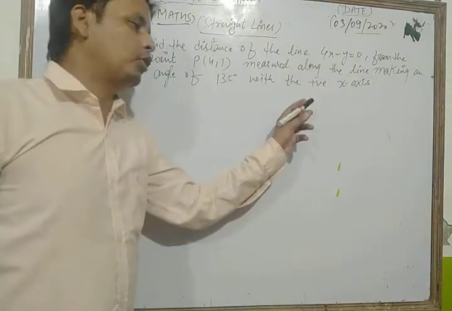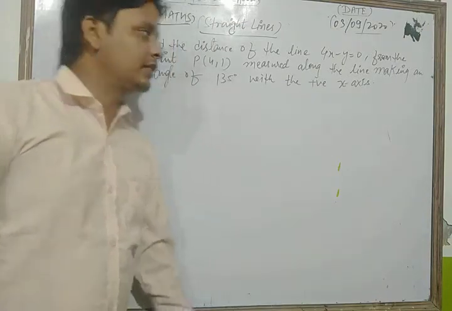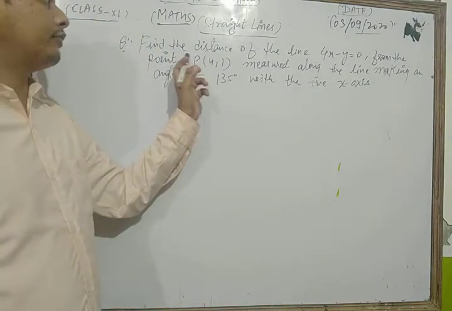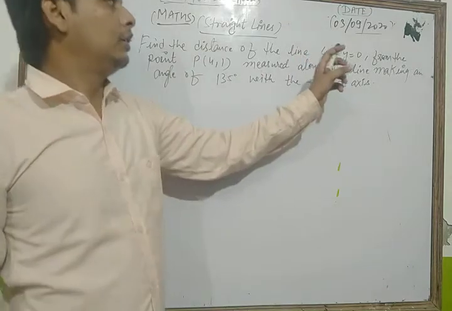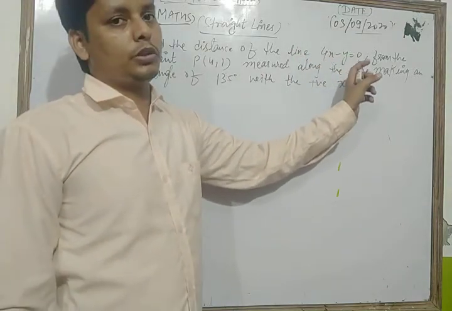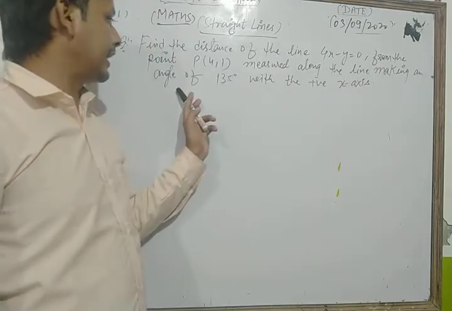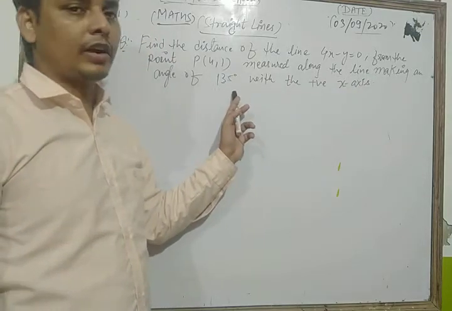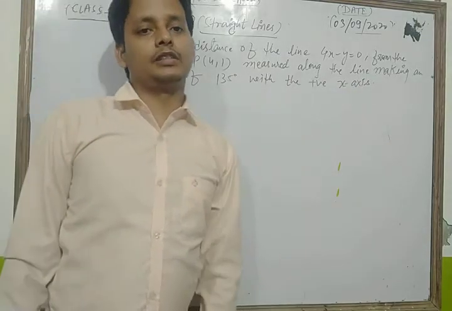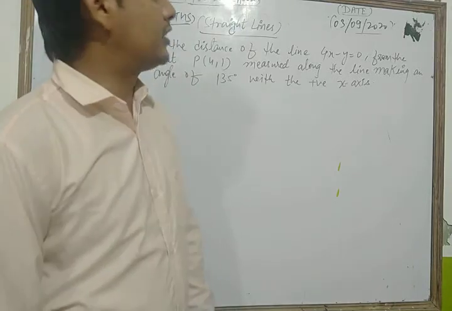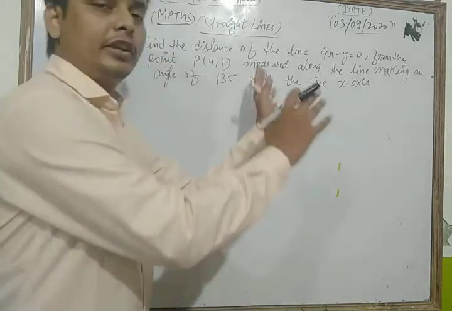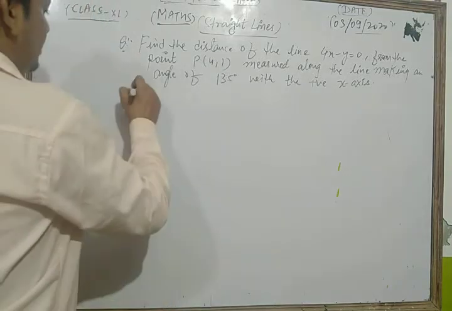this is one of the most important questions of your NCERT exercise. Let's see once more. In this question we find the distance of the line 4x - y = 0 from the point P(4, 1), measured along the line making an angle of 135 degrees with the positive x-axis. First of all, dear students, we draw the figure according to that.